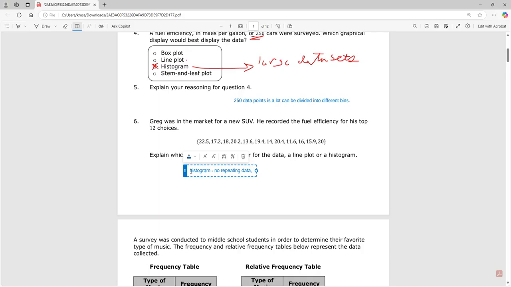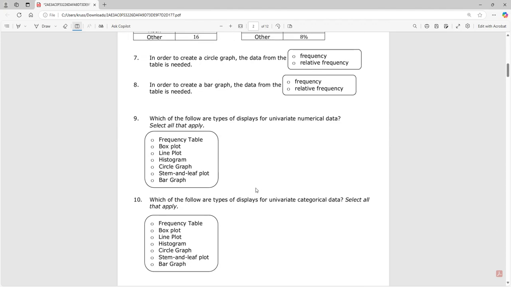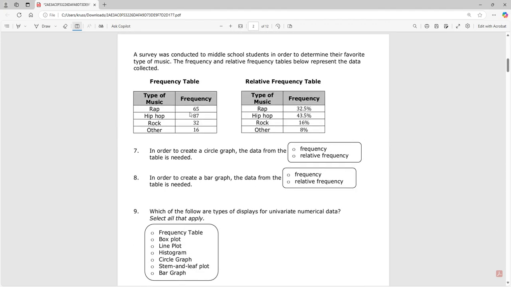Right. Can split the data into bins easily. Okay, so there's that answer there. All right, so now let's go down to the second page, and we have a frequency table and a relative frequency table. All right, so here you just kind of have to look and see how they figure out these things here. I mean, it's the same data, just showing them to you in different ways.